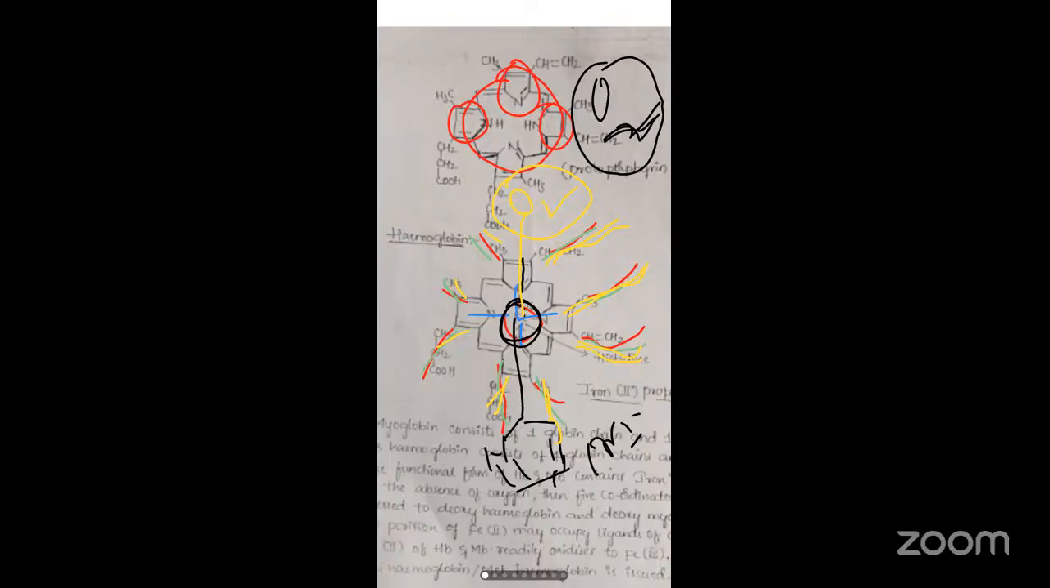The iron accepts the oxygen, meaning the four pyrrole ring captures the oxygen, and the globin chain transports the oxygen. That is the role. Then we can show the deoxyhemoglobin also.